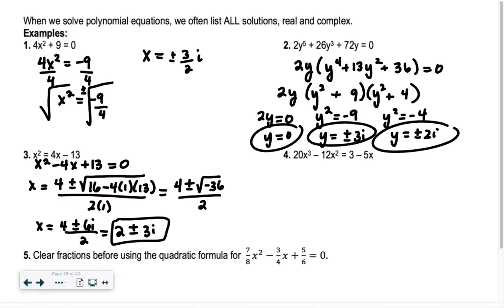So the 2 went into both things. You can do the little heart thing, remember. It goes into both.